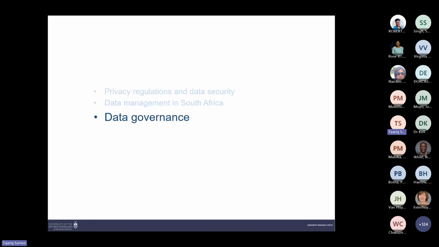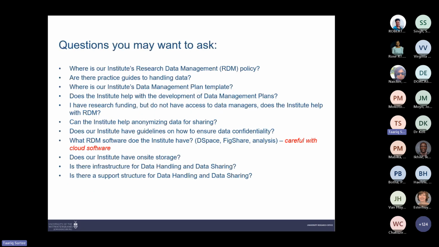Okay, so now data governance, the things that you need to do in order to get going with your research. Okay, I would ask the following questions of your institution. Okay, first and foremost, is there a policy? Okay, if there isn't a policy or if they're working on one, great, get it from them, get what they've got and read through it so that you understand.